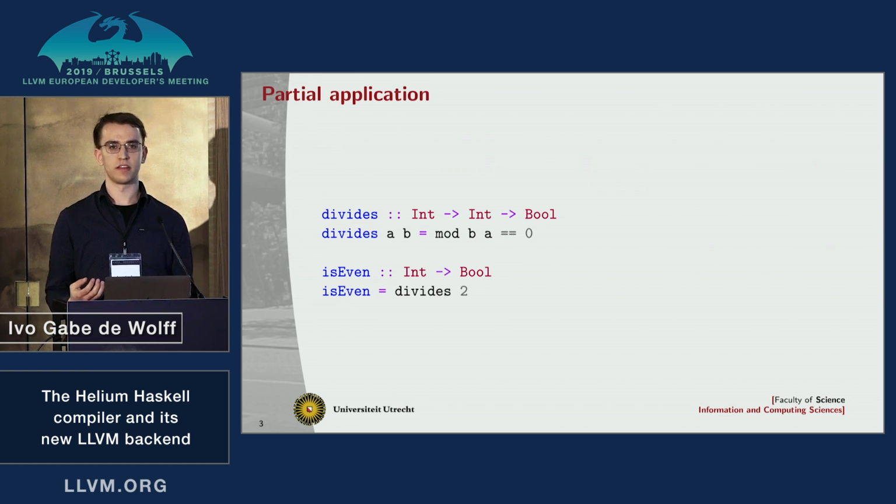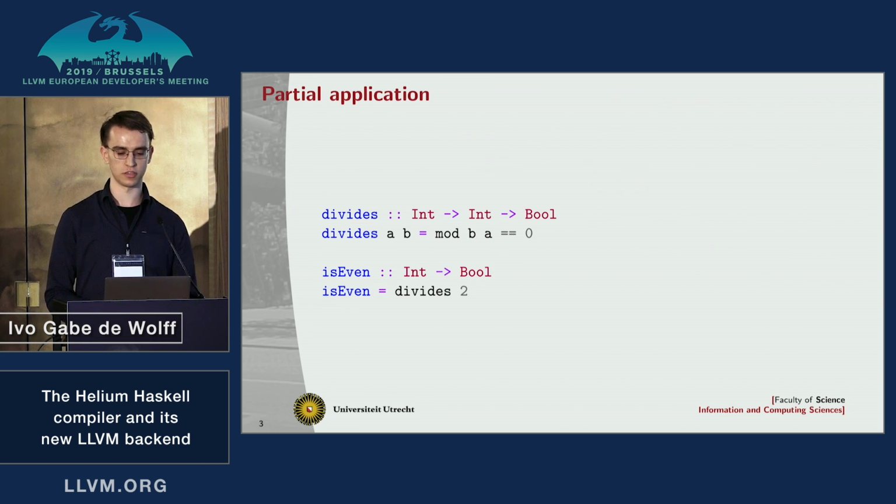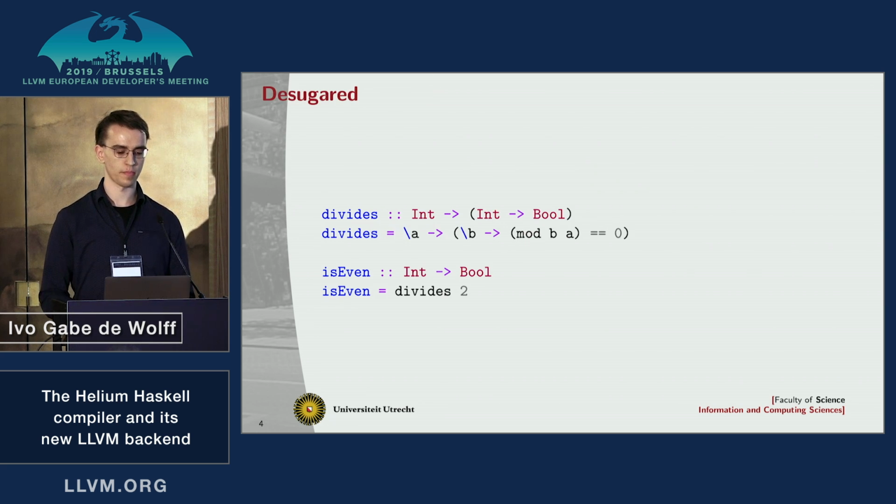Now consider we want to write a function which checks whether some number is even. We can do that by partially applying the divides function. So we only give it the first argument, namely a, the value of 2, and we don't yet give the value of b. And this way we get a function which only expects that last argument. And that may become a bit more clear if you look at the desugared code.